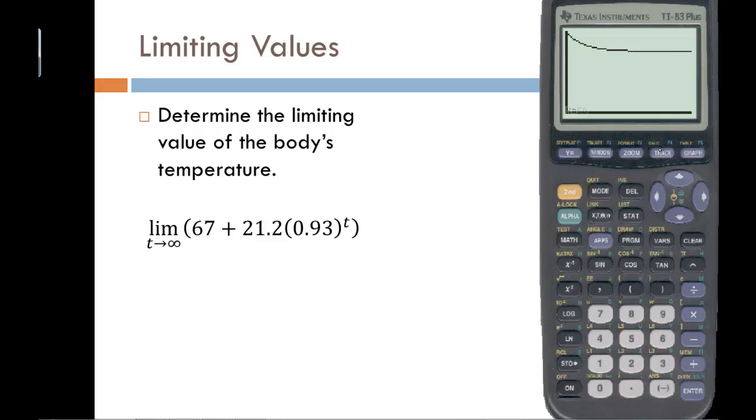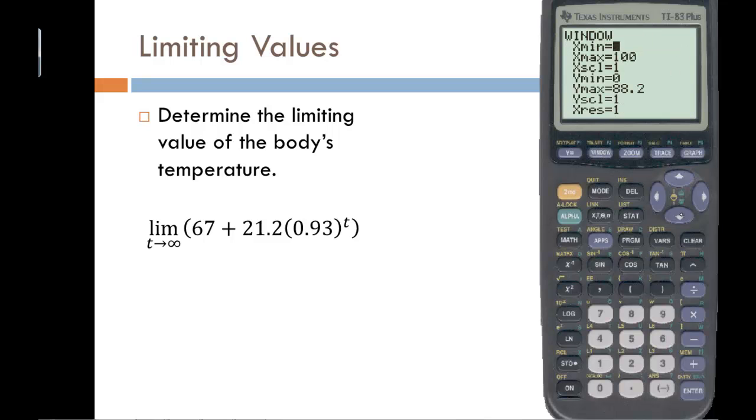If we try trace, after 50 hours the body would have been down to 67 degrees. And if we continue moving right, it's getting closer and closer to just 67 even. These decimals are getting smaller and smaller. So it looks like as time passes, the body temperature would approach 67 degrees.